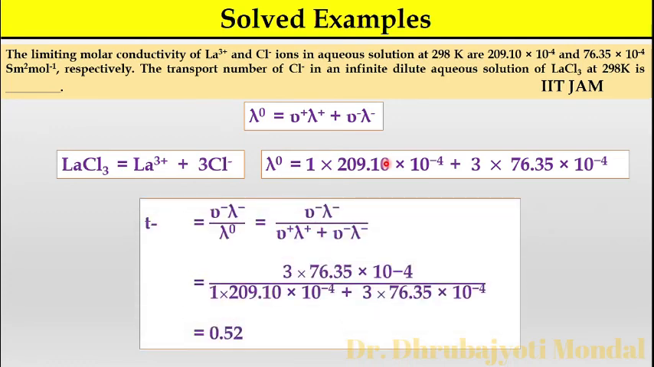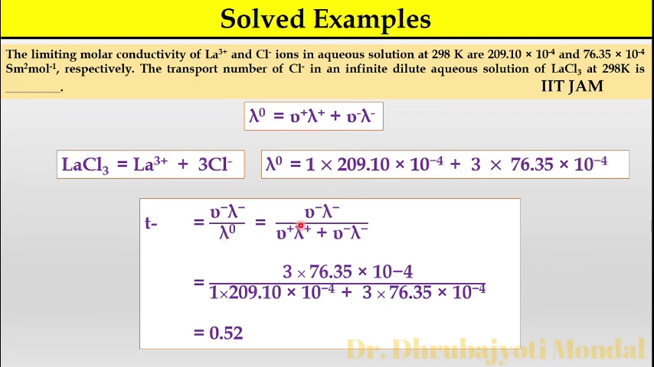Next, you have to calculate the value of t minus. t minus means the charge carried by the anions only, and the formula is nu minus lambda minus divided by lambda 0. If nu minus is equal to 1, then you can simply say that t minus is equal to lambda minus divided by lambda 0. But here you can see nu minus is not equal to 1, it is 3. That's why you have to use that formula, nu minus lambda minus divided by lambda 0.